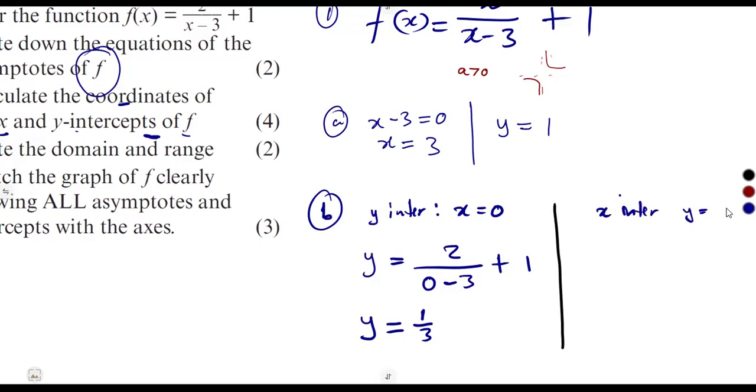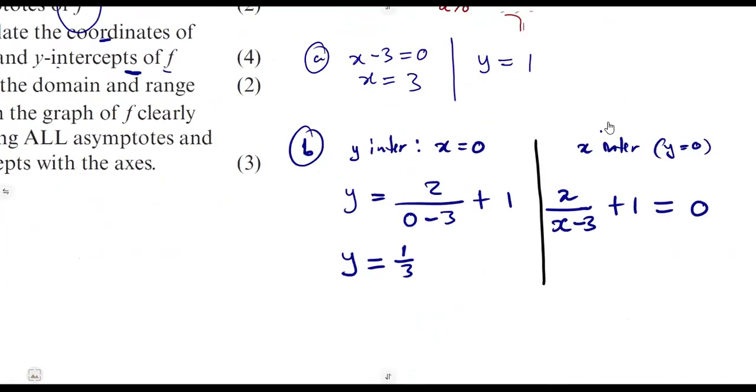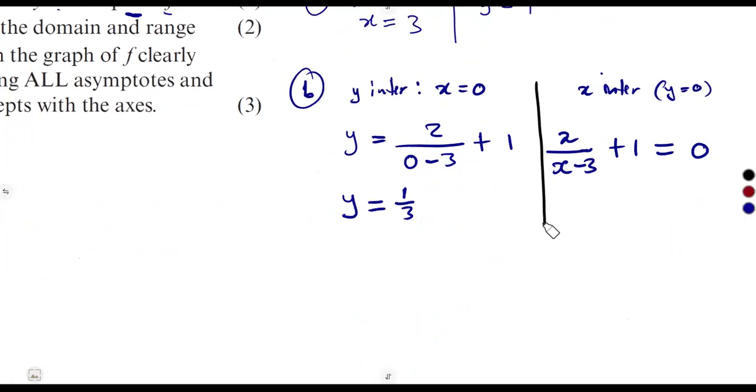y is equal to what? y is equal to 0. So in place of y, which is our f of x there, we are going to put a 0, meaning that this one is equal to 0. So we are going to have an equation: 2 over x minus 3, plus 1 is equal to 0. Remember, you formed an equation where you need to solve for x. So how are you going to solve for x? Take the 1 to the other side, it becomes a negative 1. So that's 2 over x minus 3 is equal to minus 1.